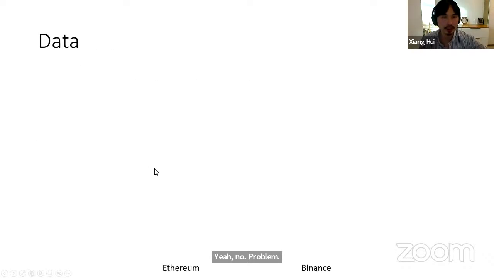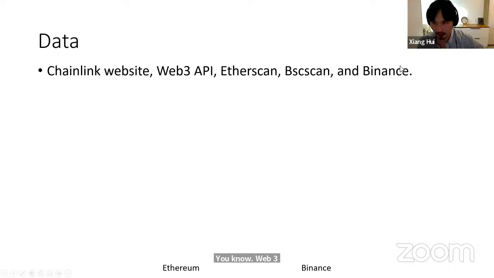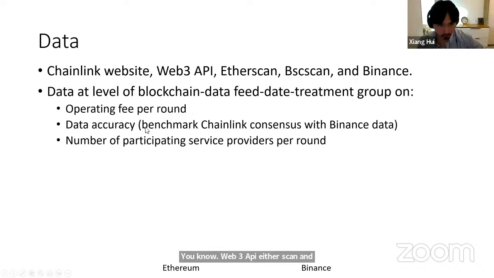Right, I talked about this. So where did our data come from? Well, we scrape data from the Chainlink website, Web3 API, Etherscan, and BSC scan, and Binance exchange. So the data is at the level of blockchain by data feed, by date, by treatment group level. And, for each observation, we observe the average operating fee per round. We observe data accuracy, and this data accuracy is constructed by benchmarking the decentralized Chainlink consensus, right?